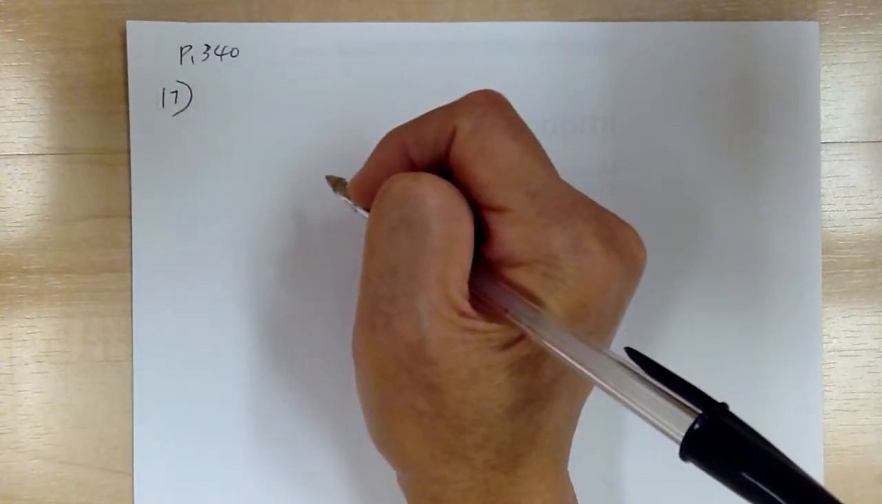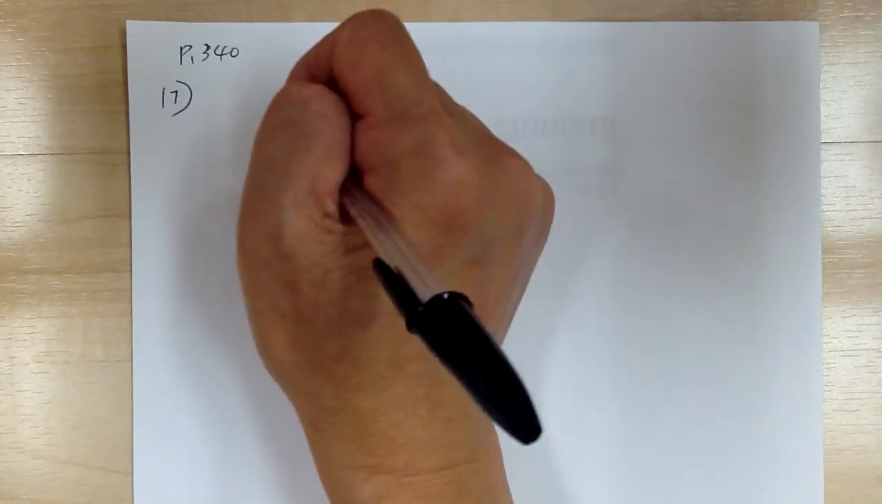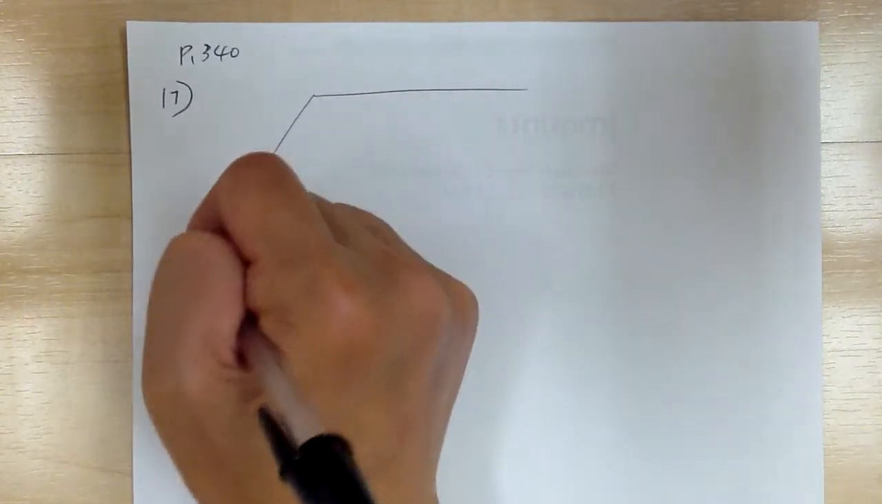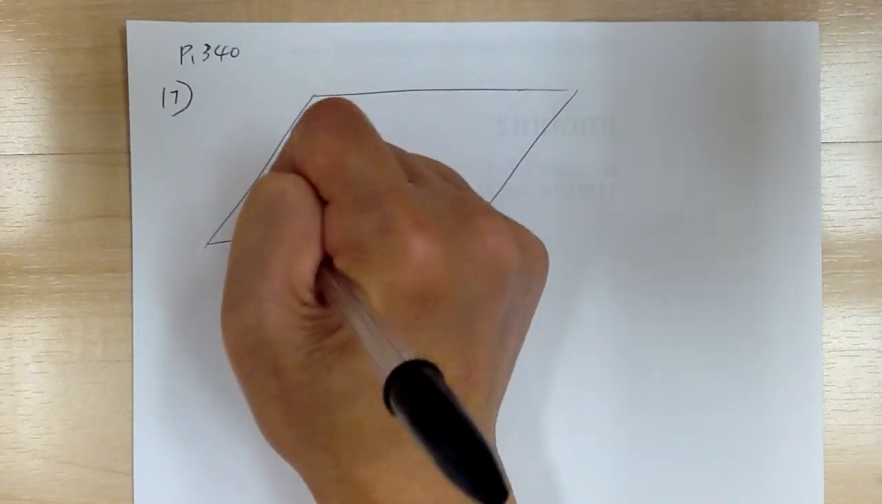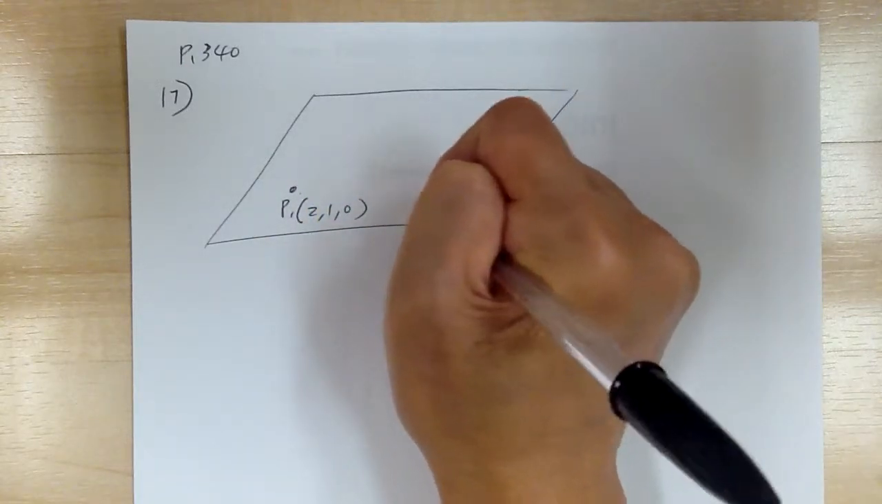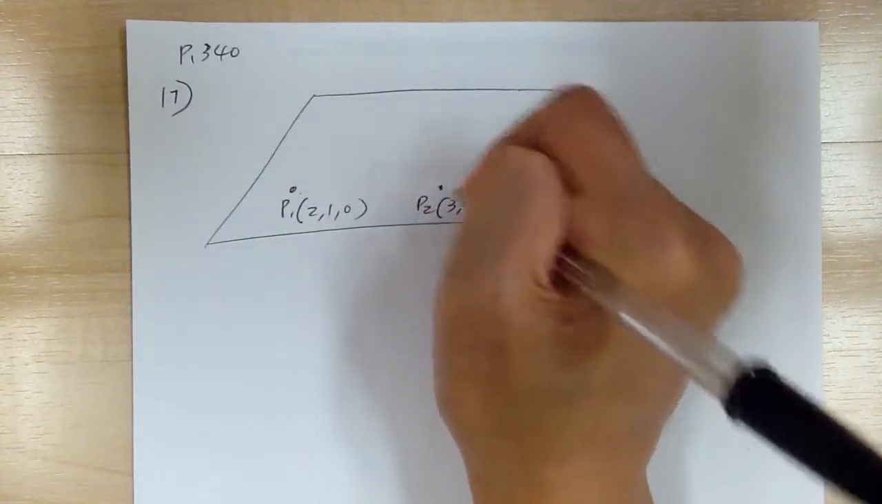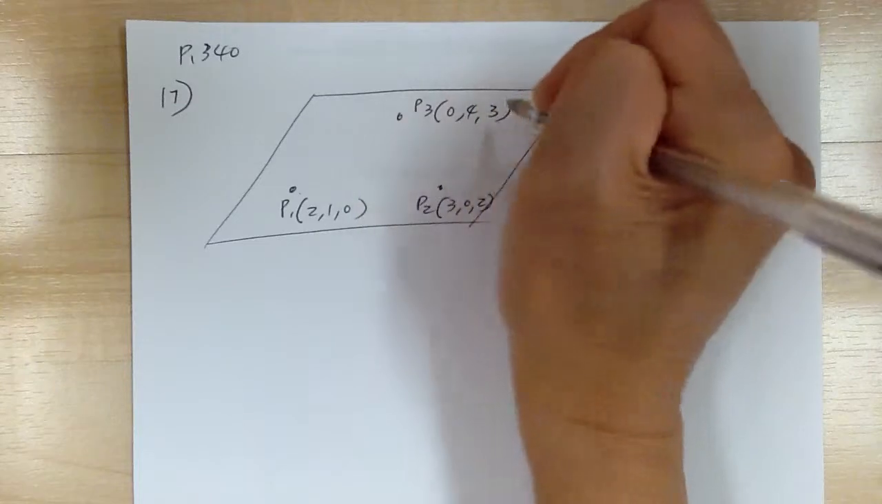Let's go to number 17. Number 17 says, write the equation of the plane that contains the 3 points. So this is the picture that you have. You have a plane and you have points. I'm going to call this P1 at 2, 1, 0, put P2 over here at 3, 0, 2, and point 3 over here at 0, 4, 3.